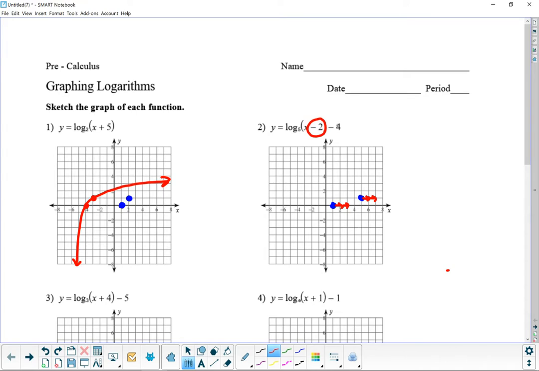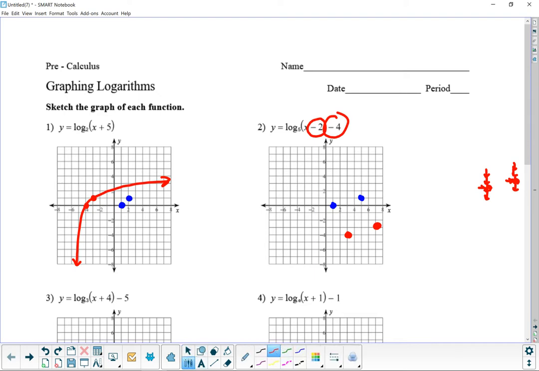And then this is a -4 on the outside of the log function, which means it's going to be a translation of -4 in the vertical direction. So each one of these is going to be down 4. So down 1, down 2, down 3, down 4. And same thing, down 1, down 2, down 3, down 4. And that's going to be your resulting transformation. And if you like, you can erase those arrows like how I'm doing it.